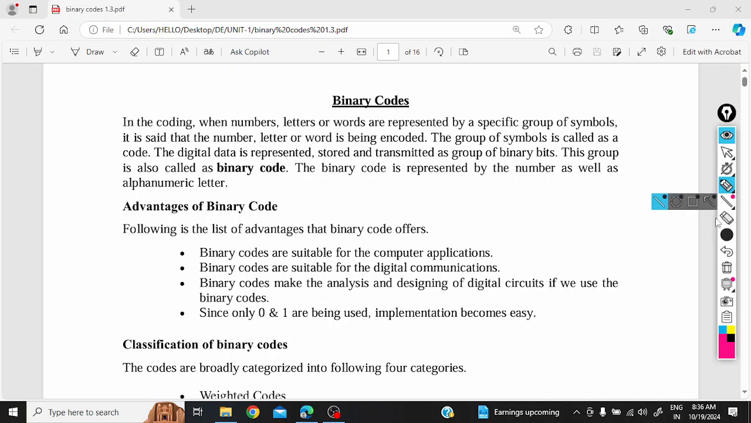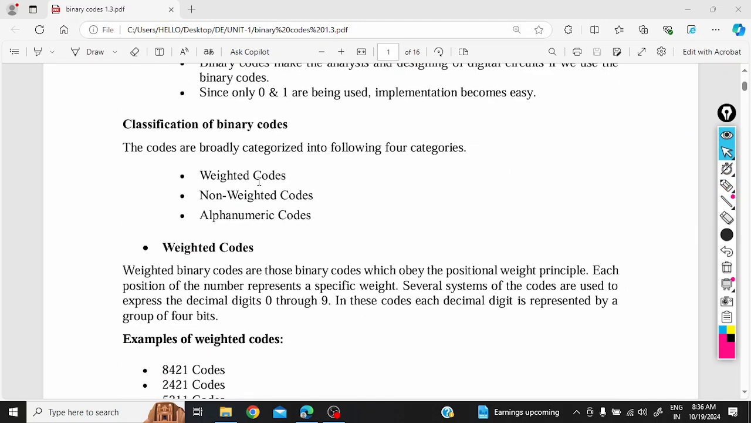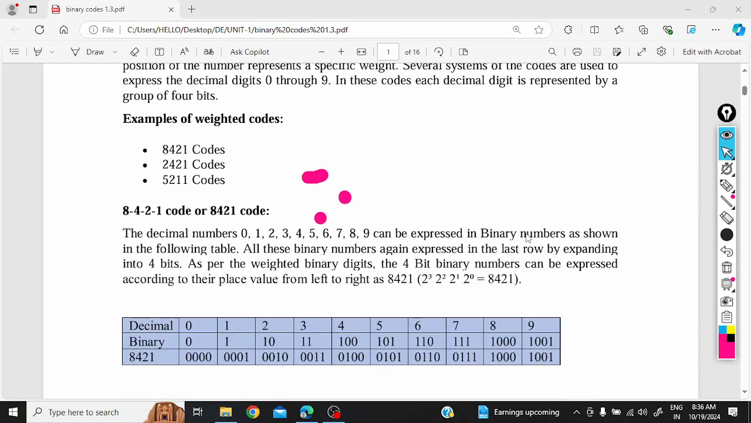Binary codes are of three types. You can observe clearly: weighted codes, non-weighted codes, alphanumeric codes. These are the three types which are present in our binary codes. So what exactly do weighted codes represent? In weighted codes you have the 8421 code, 2421 code, and 5211 code. All these are weights of the respective positions.